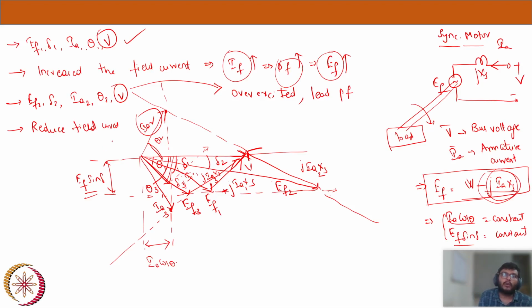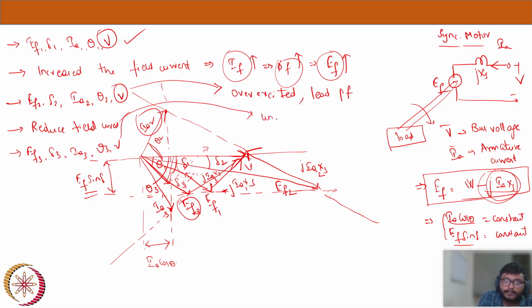Now let's write the over-excited and under-excited condition. Let's write the operating points here first: EF3, delta 3, IA3, theta 3, and V, and the operating points are here. Now see, where is IF3? IF3 is here. The length is definitely less than V.